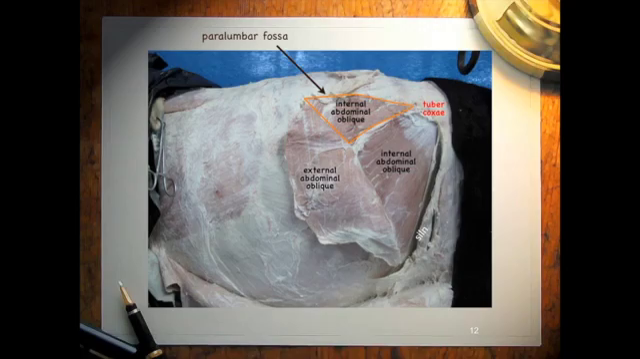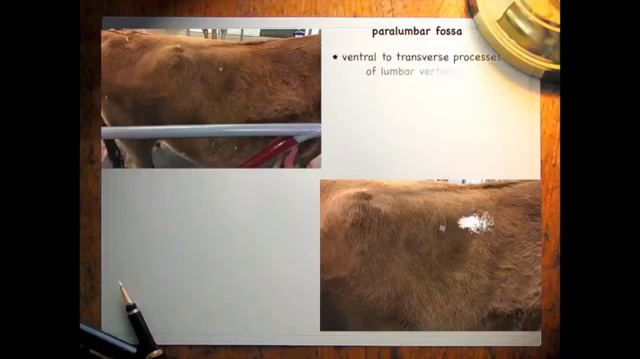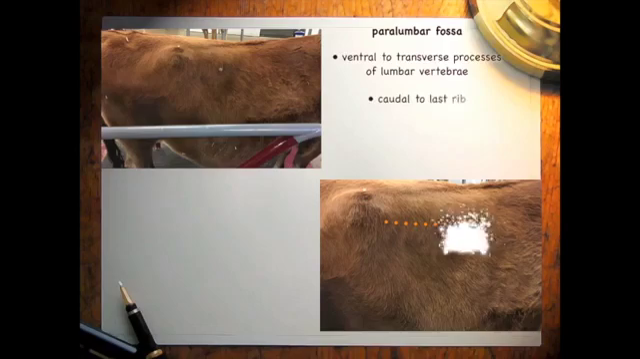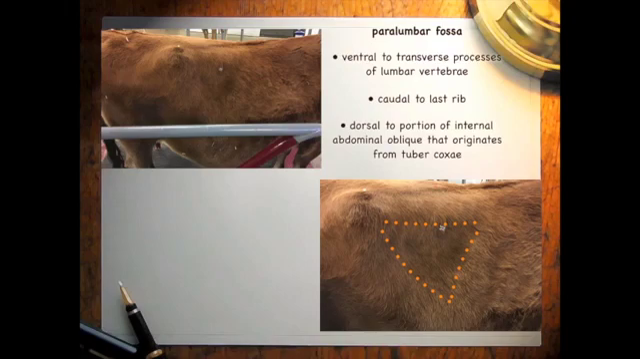So here is the bovine paralumbar fossa: ventral to the transverse processes of the lumbar vertebrae, caudal to the last rib, and dorsal to the portion of internal abdominal oblique muscle that originates from the tuber coxae.